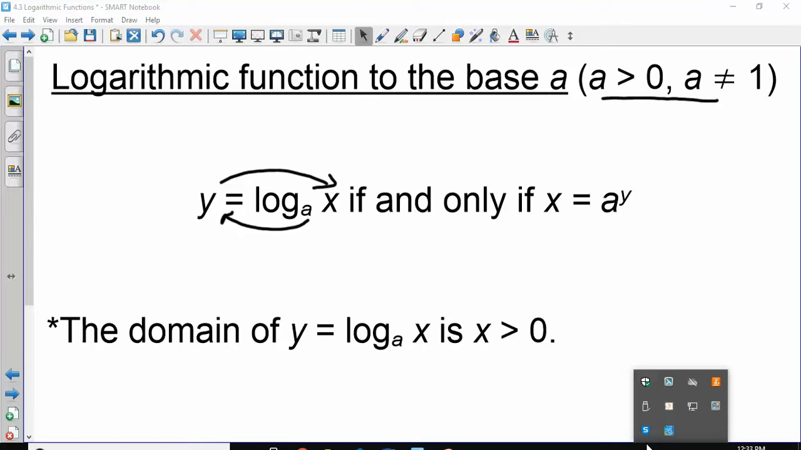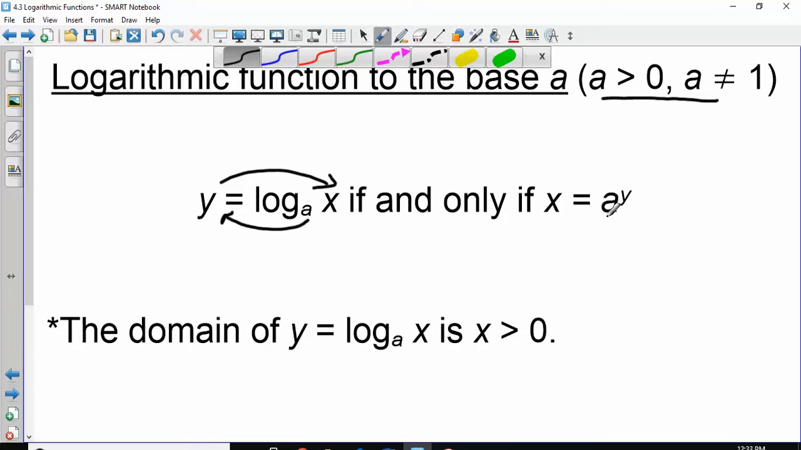When you are dealing with logs, the x has to be a positive number. It says the domain x is greater than 0. Here's why. The argument, we call this x the argument of our log. That's like saying a to some power equals that number. If you take a positive number to a power, is there any way to get a negative answer? No. If you take a positive number to a power, can you ever get 0? No. So that x always has to be positive.